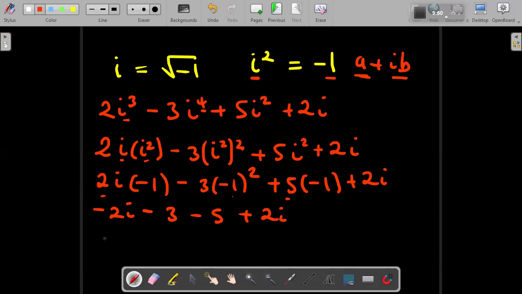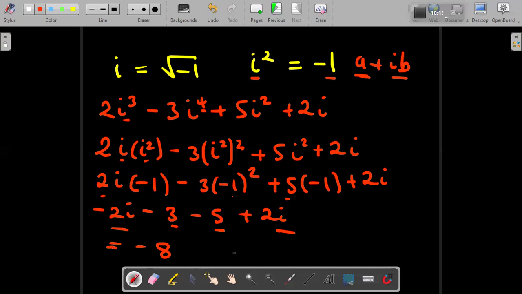So here, what am I going to do? I see that this part and this part, they cancel out. When I add this plus that, I'll get -8 in this case. So this is my answer.